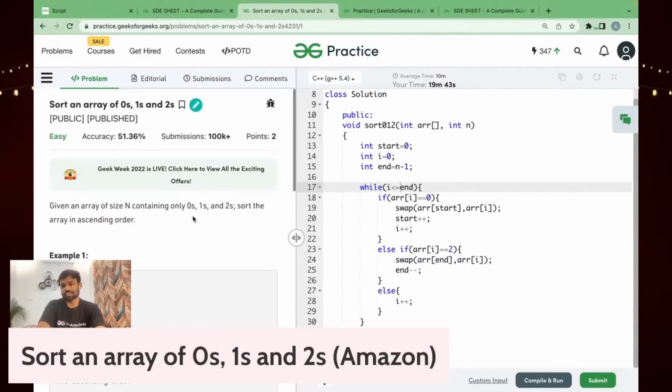Getting it? That is why these some tricky problems are there. Time complexity is just order of n, and space complexity is order of 1.